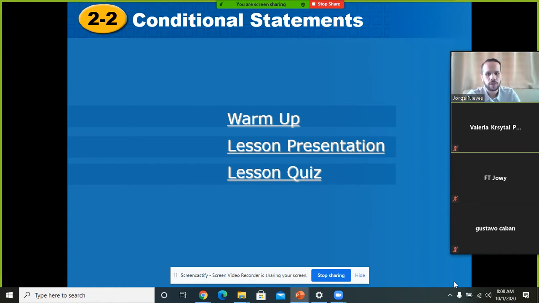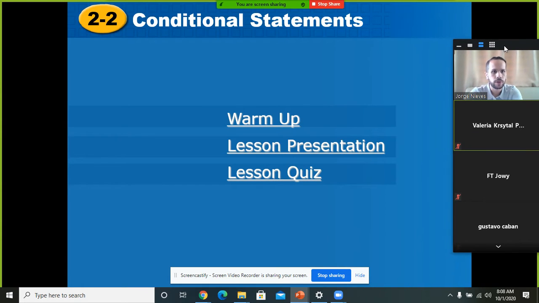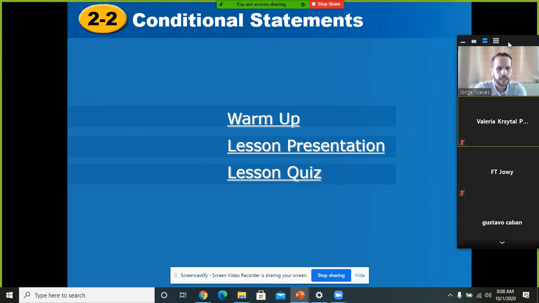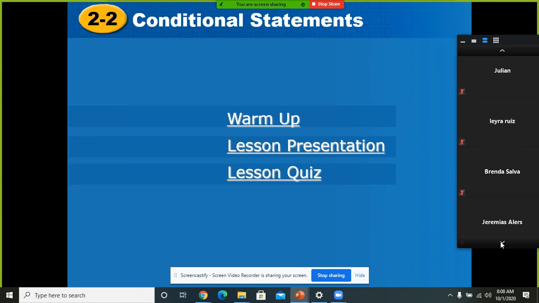When you hear the word conditional, what do you think of? ¿Quién me dice? When you hear the word conditional, what do you think is the meaning of that word? Or what do you think is a condition or a conditional? ¿Alguien me puede decir? Nadie sabe lo que es condition. Have you heard the word conditional? No?